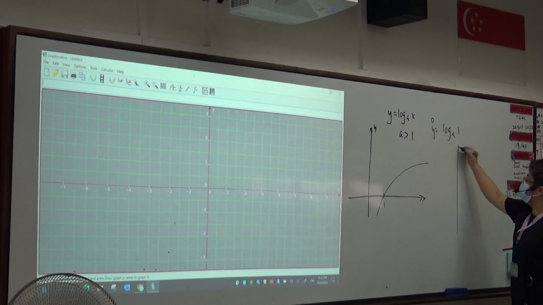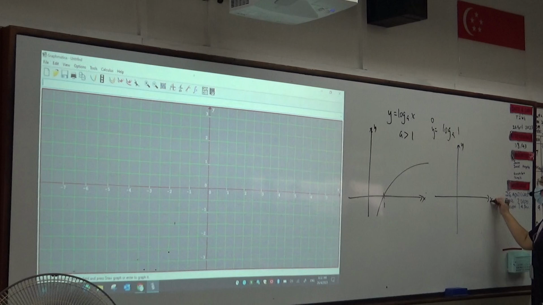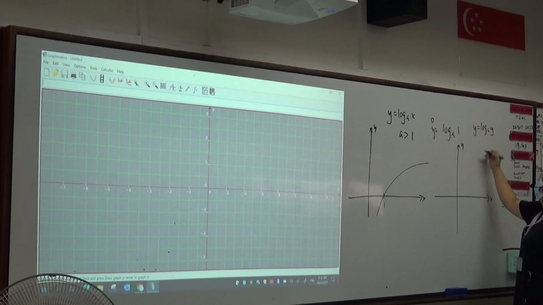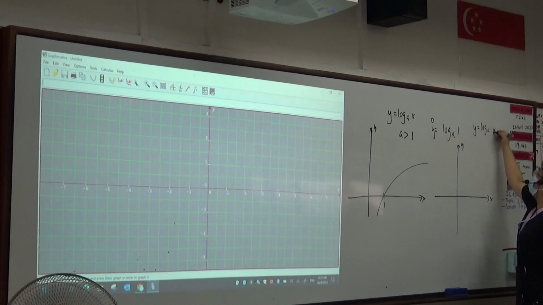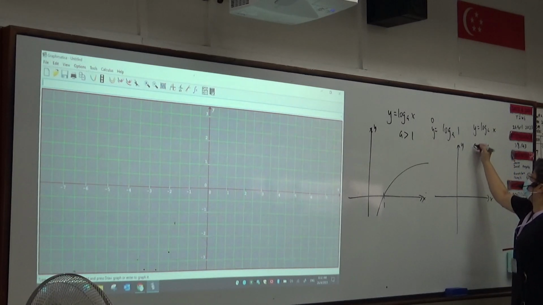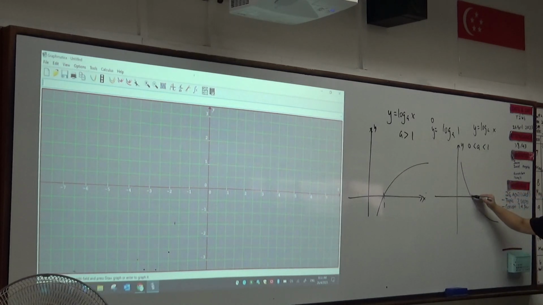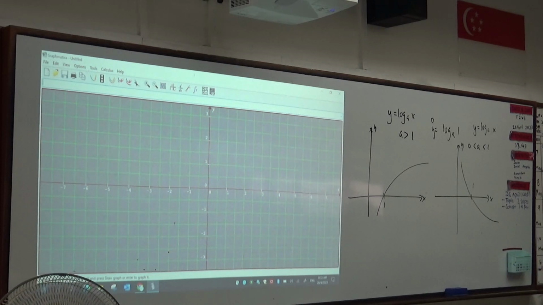Now, what is the shape of the same? Sorry, not a, x. When a is between 1 and 0, it will go the other way, but it will still cut at 1. Is everyone clear here?